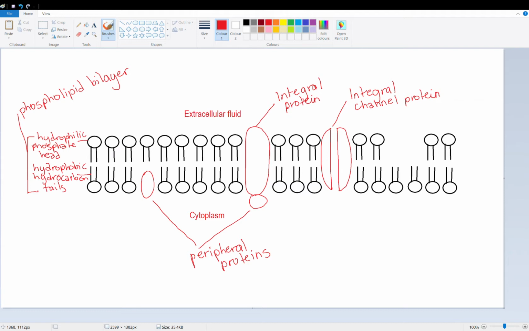And the next thing we can get is what's called a glycoprotein. So it looks a little something like this. So it basically just has a carbohydrate group attached to the protein. And that is our glycoprotein. And we can also get what's called a glycolipid. So similar to the glycoprotein, just a carbohydrate group attached to a phospholipid.